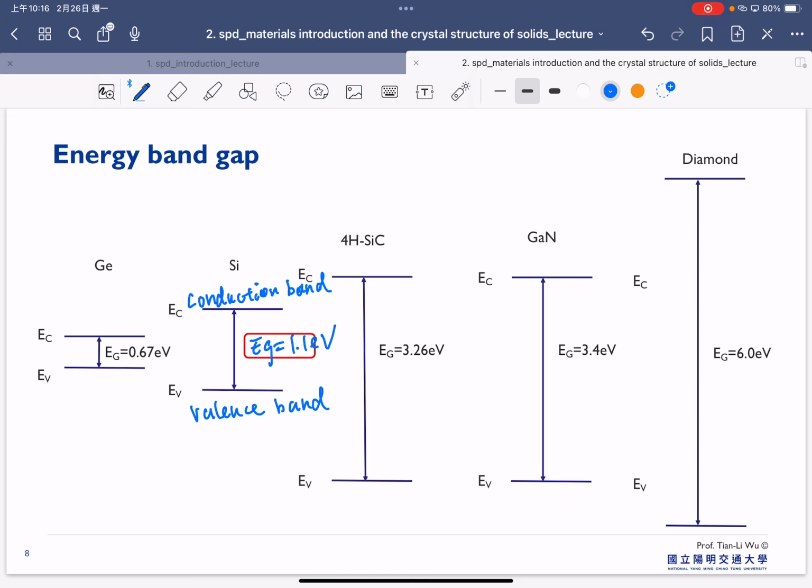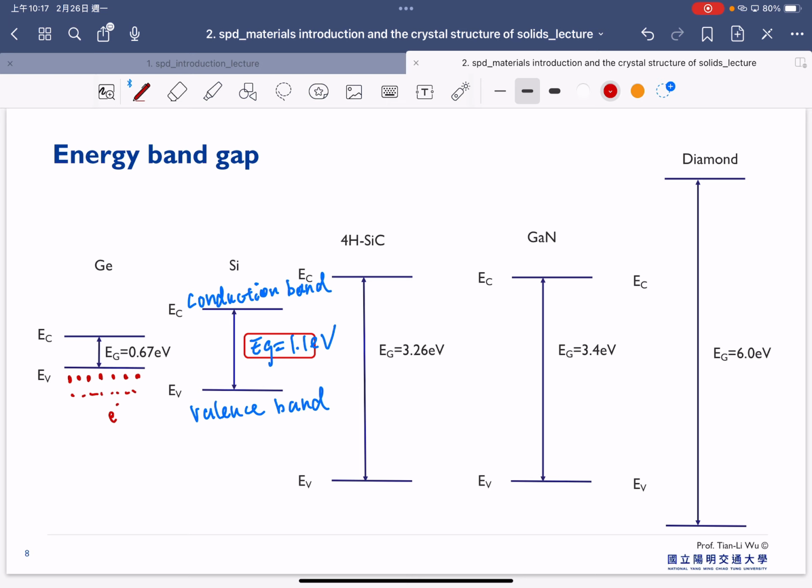is 1.1 electron volt, and in the case of germanium, we have already summarized in the previous slides that germanium has a small band gap. So the real number for the germanium is 0.667 electron volt here. And these small band gaps generally have an issue that has the higher leakage current, because the valence band, below valence band, is a place full of electrons.